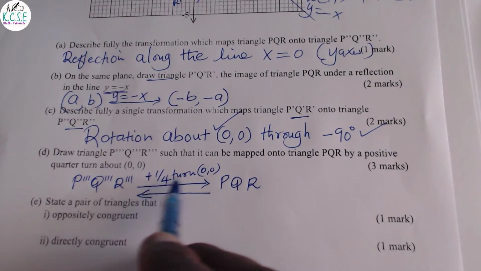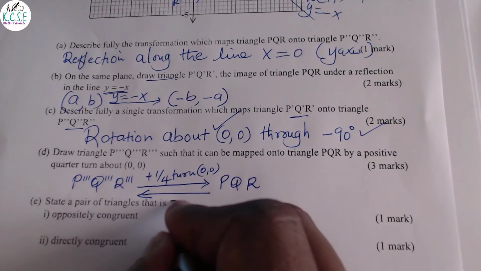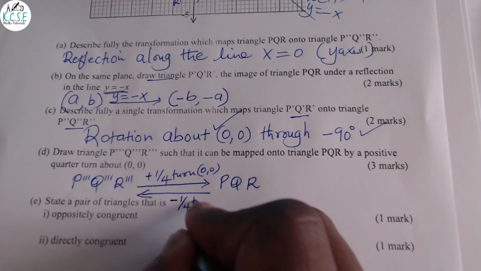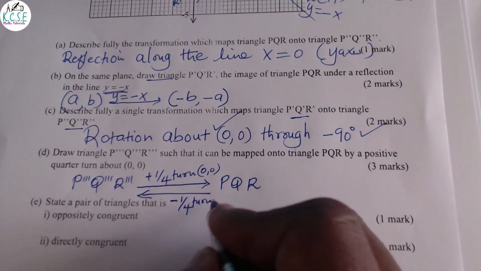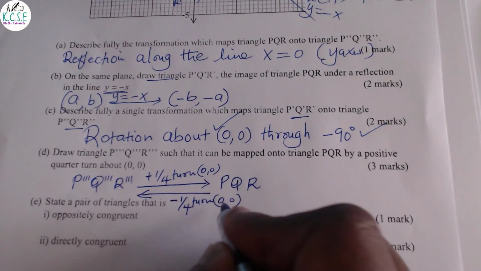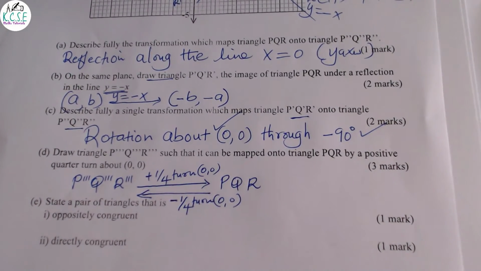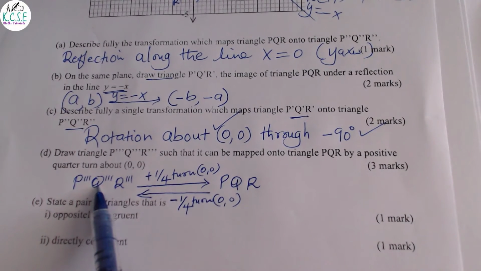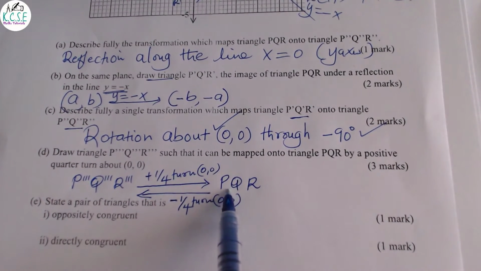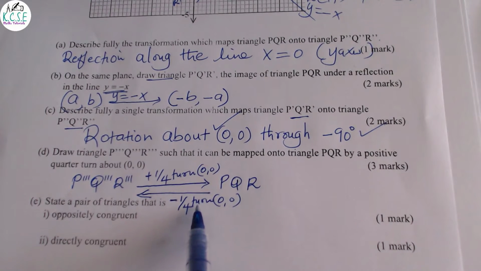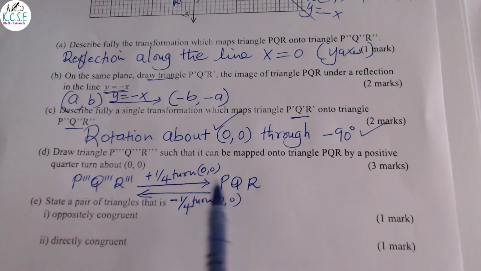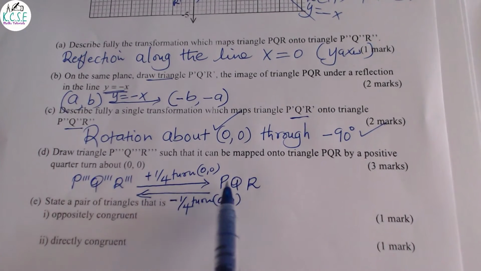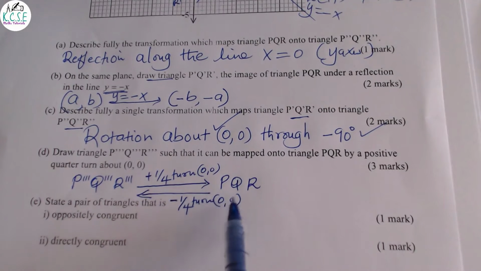What is the reverse of a positive quarter turn about the origin? It is a negative quarter turn. This is what is going to assist us, a negative quarter turn about the origin. That is the reverse. So since we have PQR, we are going to use it to get this. We shall consider this triangle PQR and rotate it by a negative quarter turn about the origin. Since this one is mapped onto PQR by a positive quarter turn, the opposite will take PQR to that.